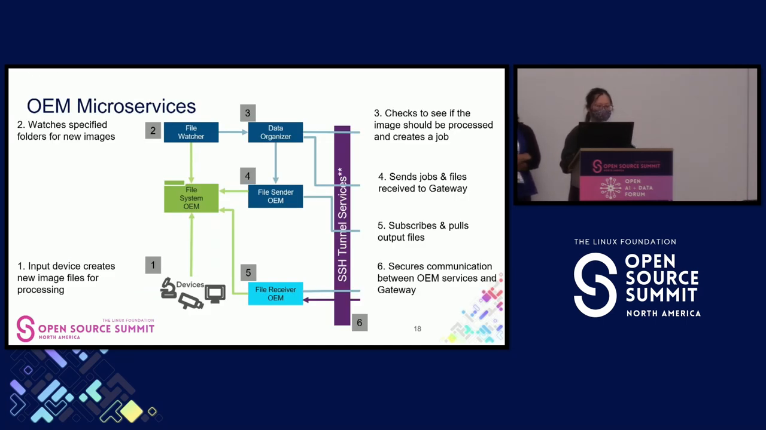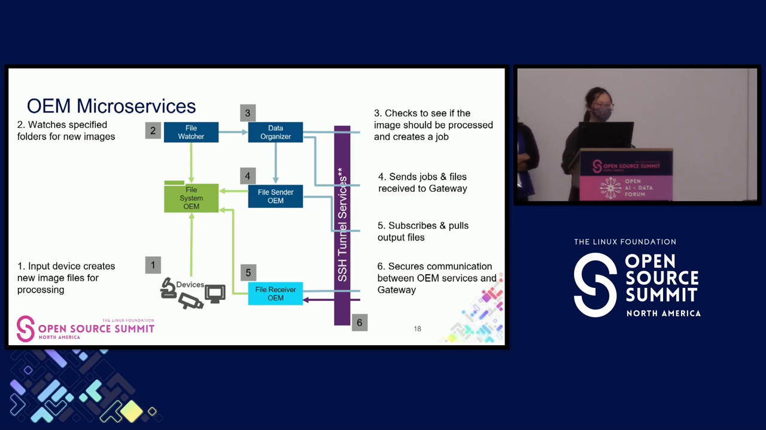On our OEM side, the first thing we're going to do is start with that input device. So that's number one, where we're going to create our new image for processing. Once that image is written to the file system, number two, our file watcher is going to watch specific folders on the file system for new images. Once it picks it up, it will send it to number three, our data organizer. And that's going to check to see if the image should be processed and create a job.